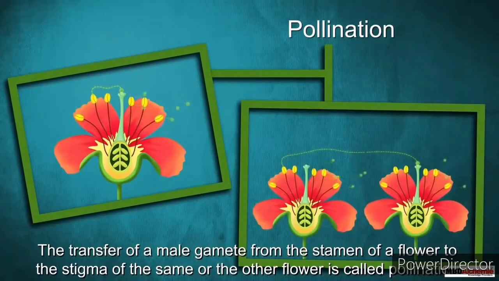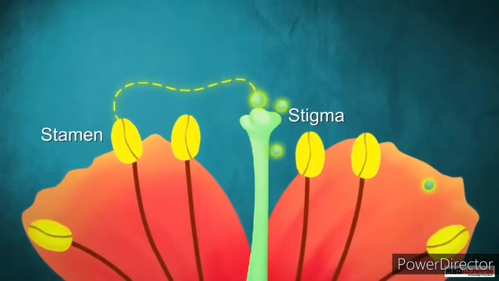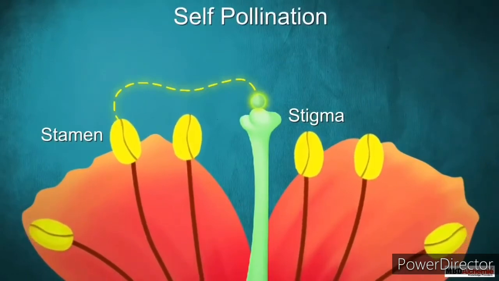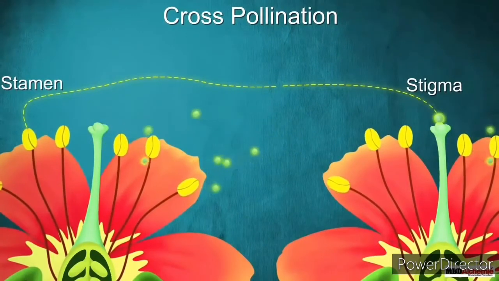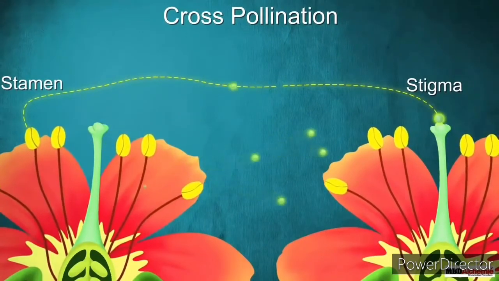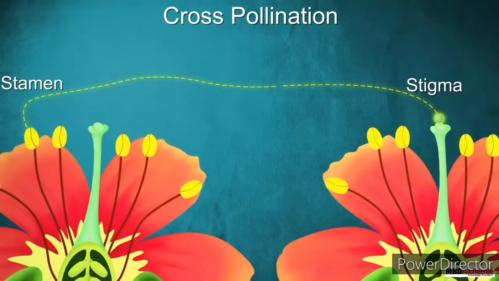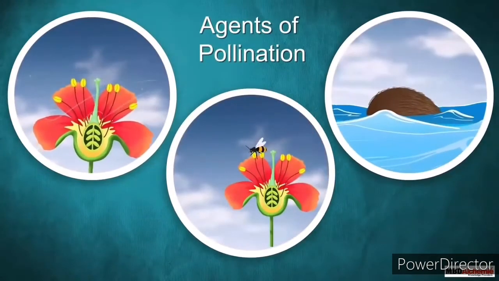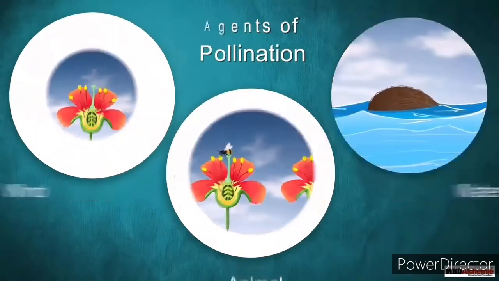Such transfer of pollen grains is known as pollination. If the pollen grain of a flower lands on the stigma of the same flower, it is called self-pollination. But if the pollen grain of a flower lands on the stigma of another flower of the same or another plant of the same type, it is called cross-pollination. Pollination occurs with the help of different agents like wind, water, or animals.